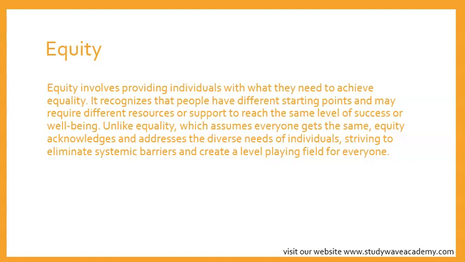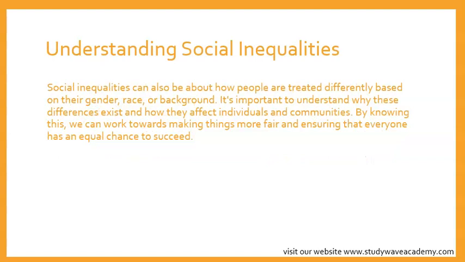So, in essence, social justice and equity both aim at creating a more inclusive and just society by addressing disparities and ensuring that everyone has a fair chance to thrive. Okay? So we now know the meaning of social justice and equity, right? Now let's look at understanding social inequalities.